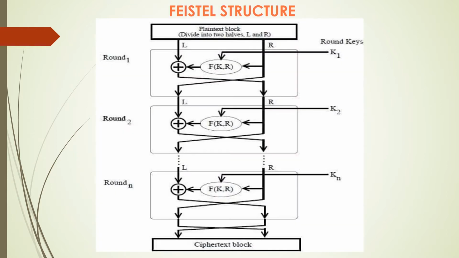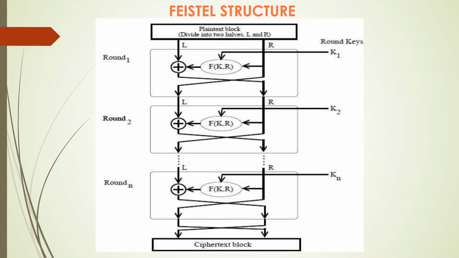Now let us have a look at the Feistel structure. So Feistel structure is the basis for all the block cipher algorithms, the fundamentals of all the block cipher algorithms. In Feistel structure, the plain text block is processed in two equal halves.